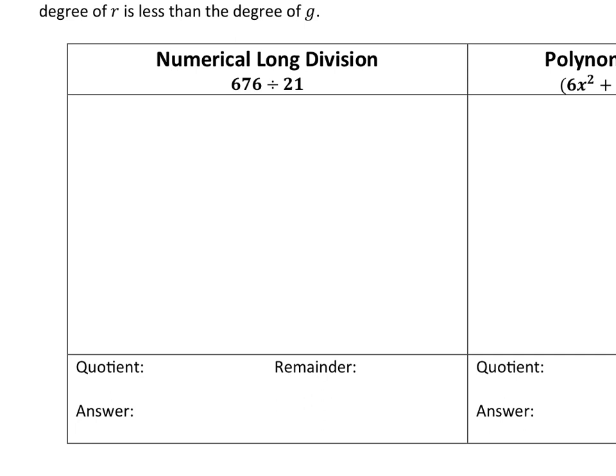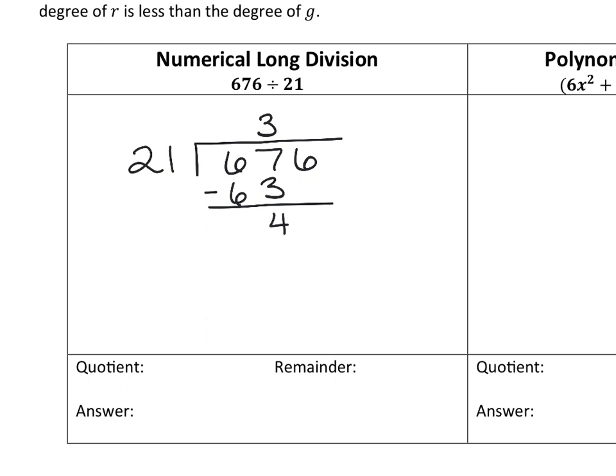If I was doing numerical long division, if you remember, you set it up with 21 outside the little house and then 676 on the inside. You have your dividend and your divisor. 21 doesn't go into 6, so I skip to going over 67. 21 goes into 67 3 times. 3 times 21 is 63. We would subtract those terms, and we'd get 4. We bring down the 6, and we'd get 46.